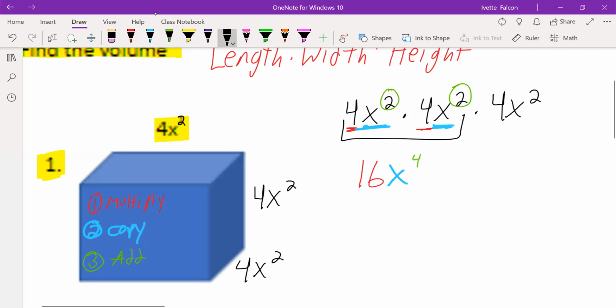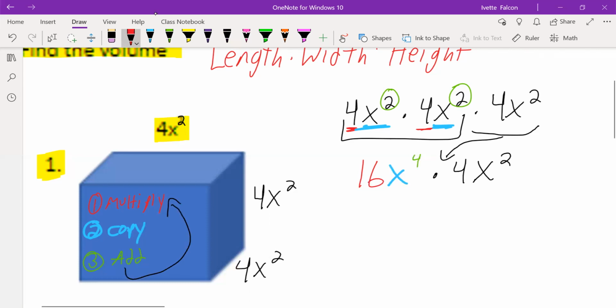Okay, so now if you notice though, I have an extra times 4x to the power of 2. So what I'm going to do is I'm going to bring it down and I'm going to multiply it now to this one. So I'm going to go ahead and follow the steps again. I'm going to go to step 1 and repeat.